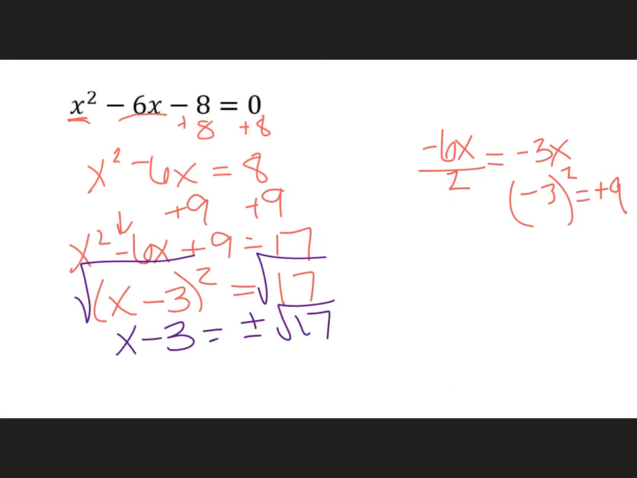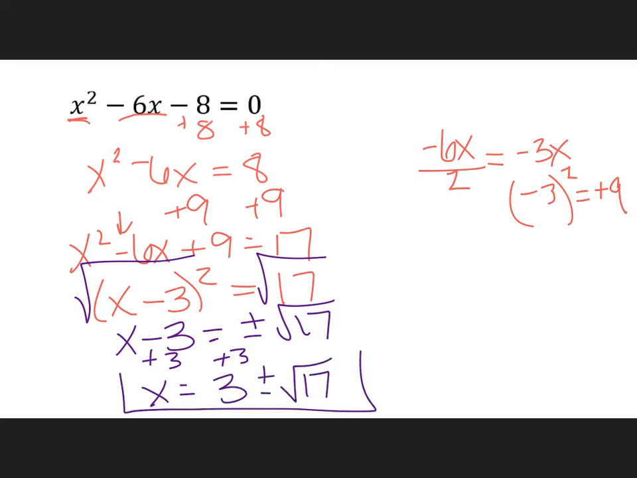17 definitely will not simplify. It is prime in and of itself. So that's the best I can do with that. And then I'll add 3 to both sides. So x will equal 3 plus or minus the square root of 17. And I could have done quadratic formula. This one would not have factored since it has that radical in it, but quadratic formula would have worked. This is just another option for you to have in your tool belt.